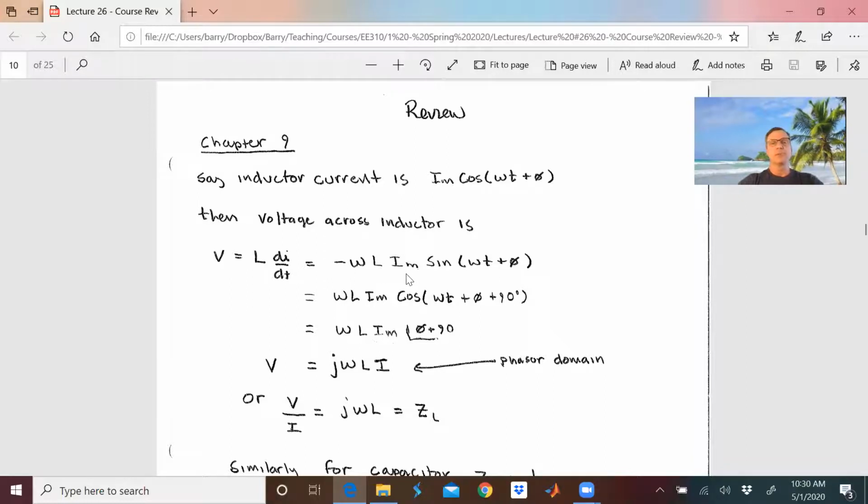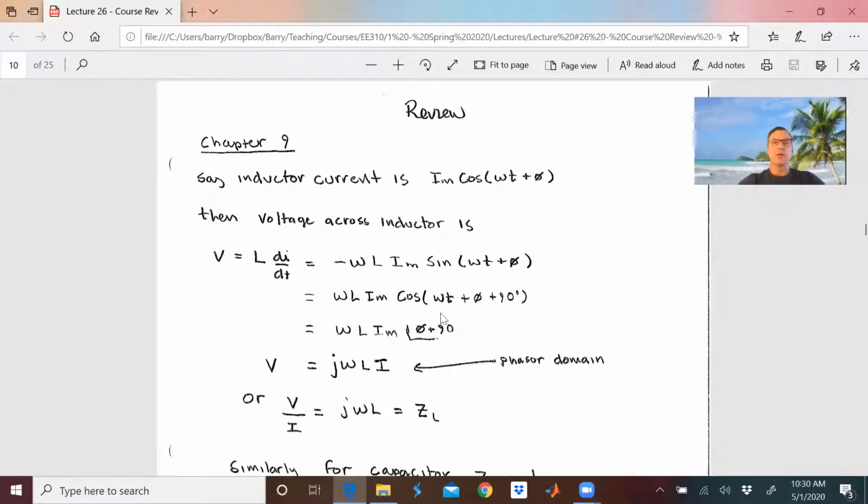Here's the L, here's our I max, and of course we're going to have to put this omega over here, and the derivative of the cosine is going to be minus the sine. So it looks like I got all this stuff for my derivative here, so let's work this around a little bit, and we're going to leave our omega and our L and our I max, and we're going to jiggle our sine around and our negative sign to give us cosine of omega t plus phi plus 90.